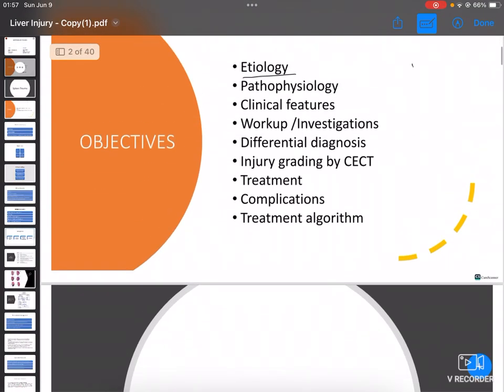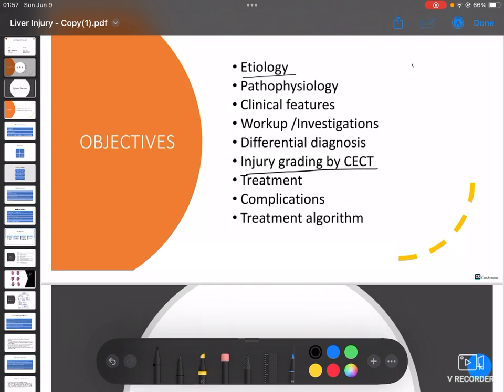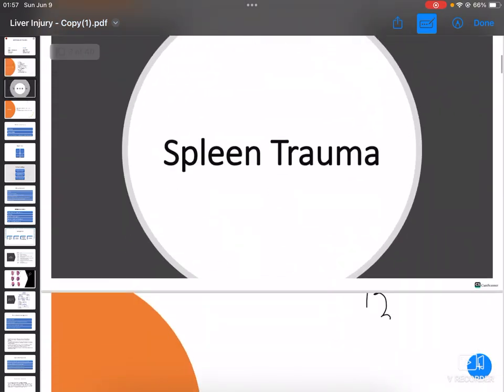Today, the topic of our discussion is hepatobiliary trauma. We will discuss this slide under etiology, pathophysiology, clinical features, workup investigation, differential diagnosis, injury grading by CT abdomen, treatment and complications, and treatment algorithm. At first, I want to discuss spleen trauma.